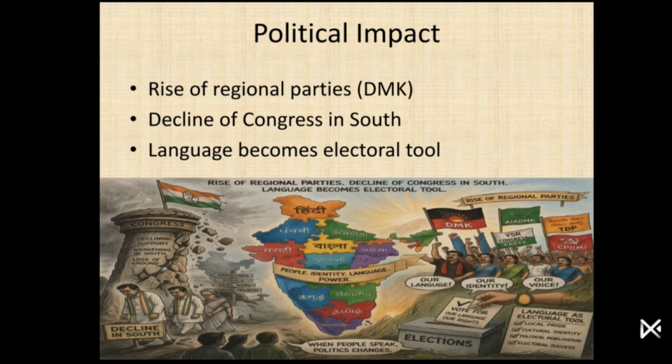And from this point, language was no longer just culture. It became an electoral tool. Political parties realized if you connect with people's language, you connect with their identity. And if you connect with their identity, you win their vote. So in India, language is not just spoken. It shapes politics, it influences elections, and it defines who will be in power.